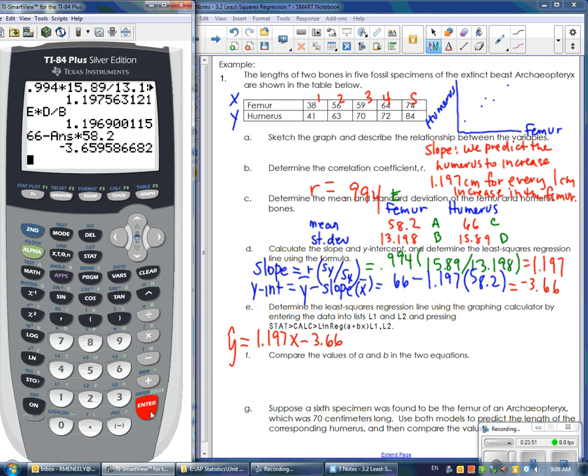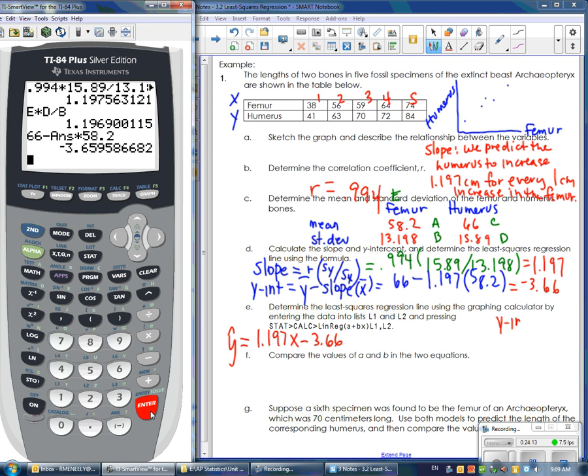The y-intercept then would be the predicted length of the humerus for a femur that is 0 centimeters, which doesn't make any sense in this problem. And that's actually going to happen quite a bit. When you're looking at your y-intercept, it's not unusual for the y-intercept to be nonsense. And we'll talk about that in just a little bit, why sometimes it doesn't make any sense.